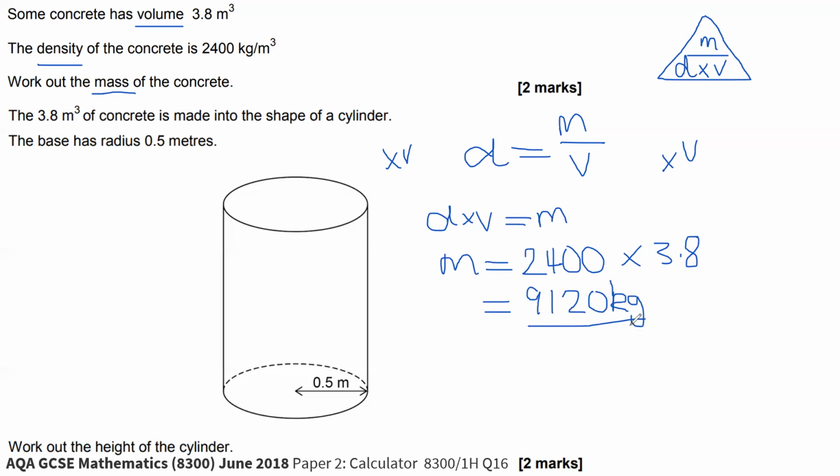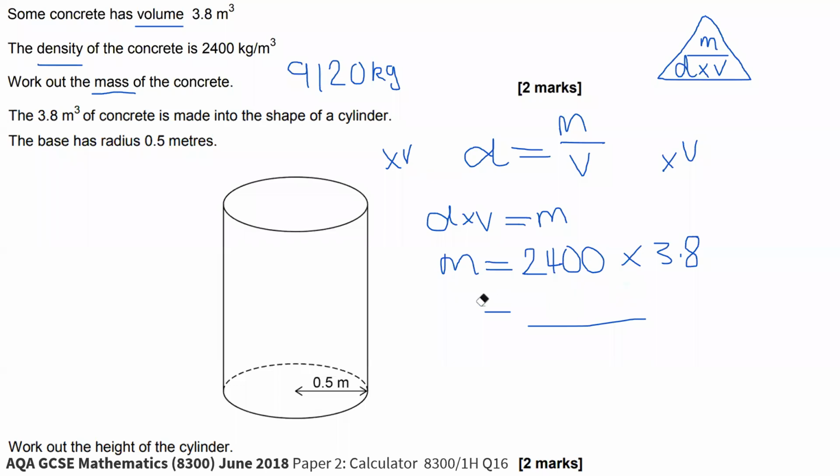So that's the answer to the first part of this question. We've calculated the mass of the concrete using this density mass volume equation. Now, I'm just going to write this here so that we don't forget it. So it's 1,120 kilograms.